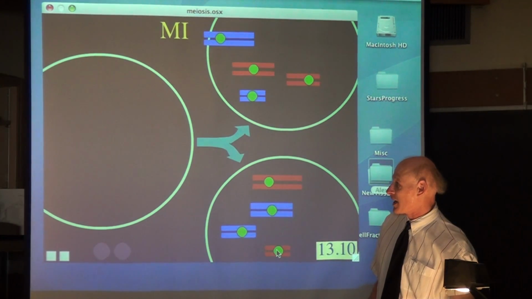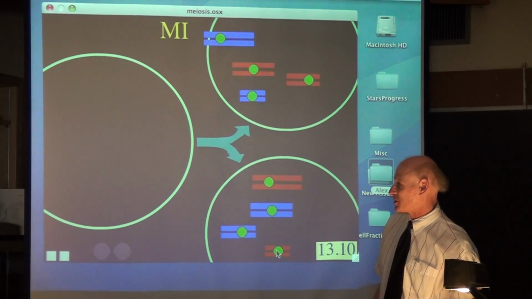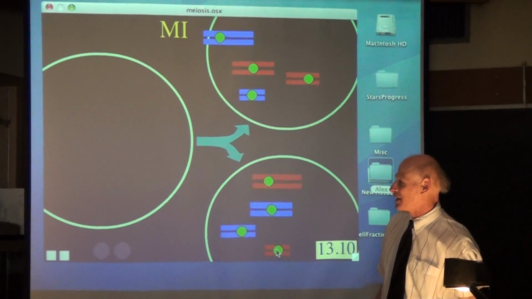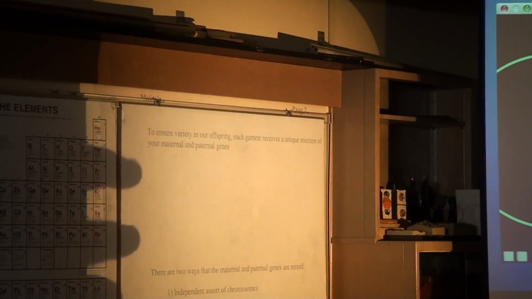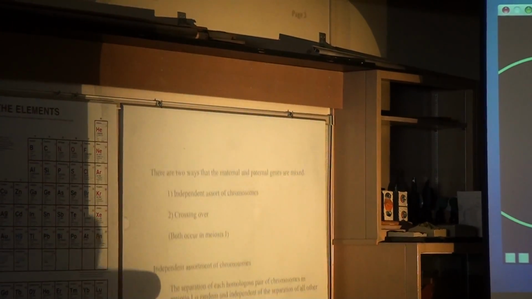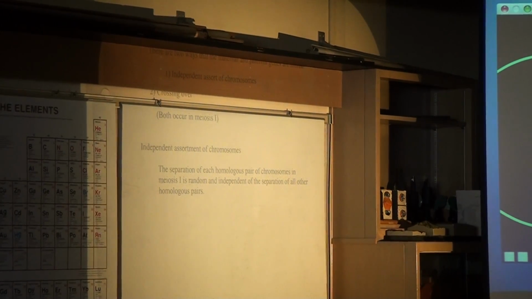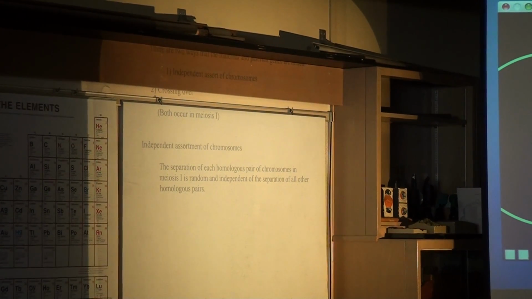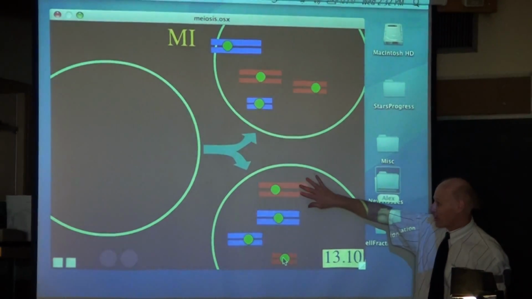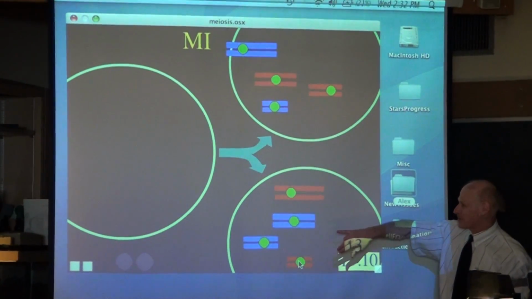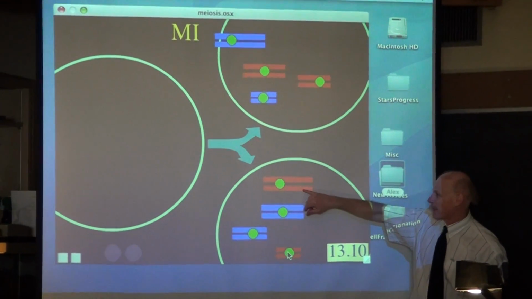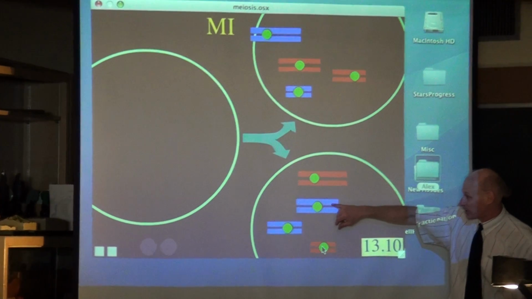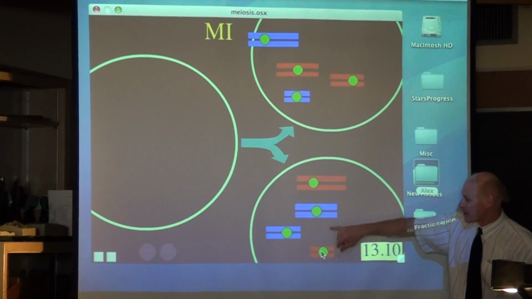So notice that by independent assortment, you do get your sperm or your eggs having a mixture of maternal and paternal genes, which is what we want because that allows you to have the great variety in your sperm or your eggs, so your offspring will have a lot of variety in them. But notice it only allows you to make mixtures of maternal and paternal genes in your sperm as long as those genes are on separate chromosomes. So I'm saying that if there's a maternal gene here, you can have a paternal gene there. If you have a paternal gene there, you can have a maternal gene there.